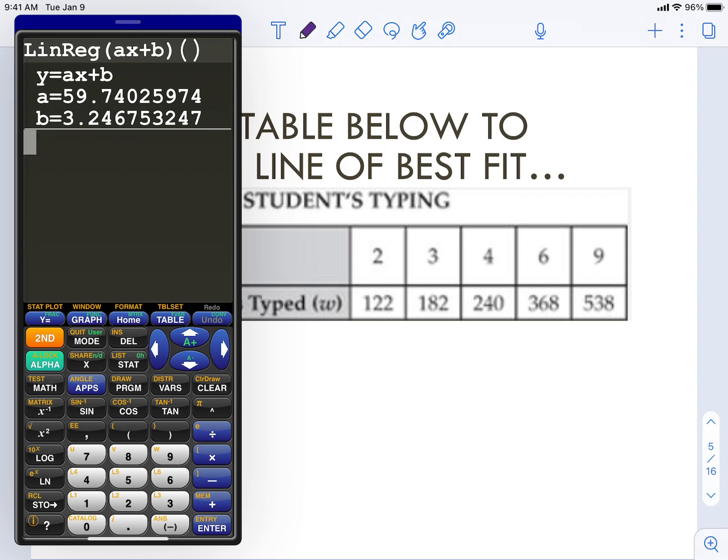So what do we do with those A and B values? We just plug them in. Y equals, we'll change the A to 59.74, I'm going to do 2 decimal places, x plus the B value, 3.25, like that.